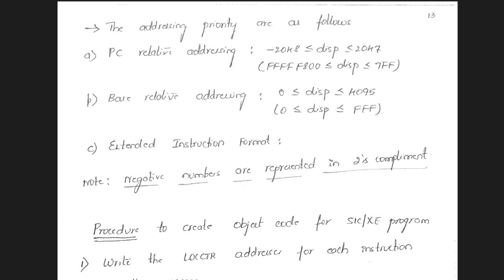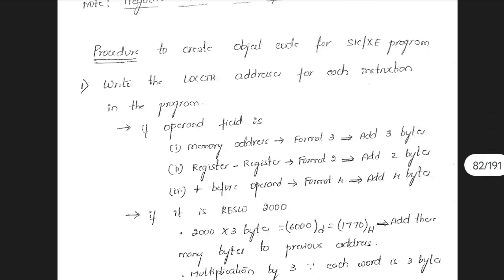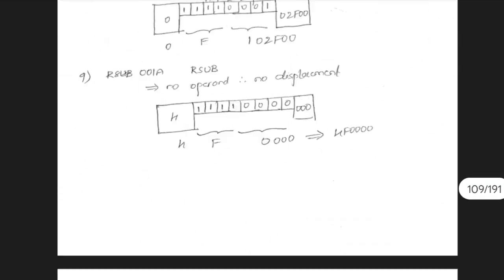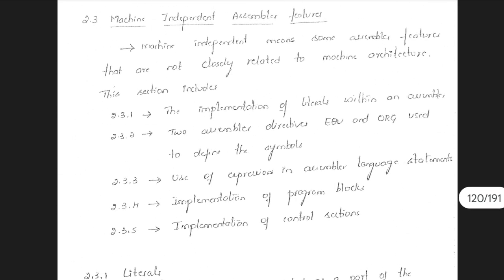So this one is machine dependent features. That you have tried this much only. After that comes the machine independent features. Independent features is a quite long topic, but I'll tell you what are the key points to keep in mind. Okay, so here totally 5 independent features are there.